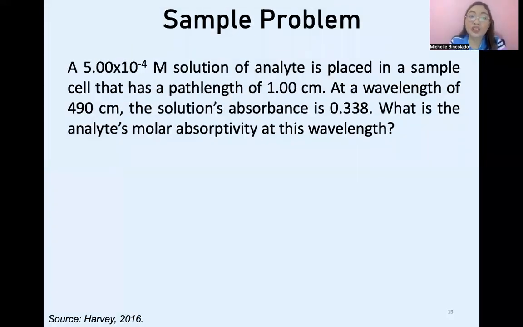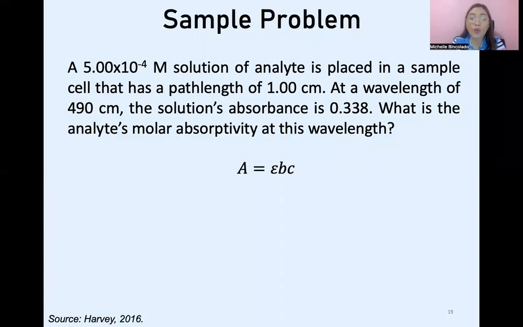Next problem. A 5 times 10 to the negative 4 molar solution of analyte is placed in a sample cell that has a path length of 1 centimeter. At a wavelength of 490 centimeters, the absorbance is 0.338. What is the molar absorptivity of the analyte at this wavelength? If you remember, guys, a, absorptivity, epsilon, yung molar absorptivity.